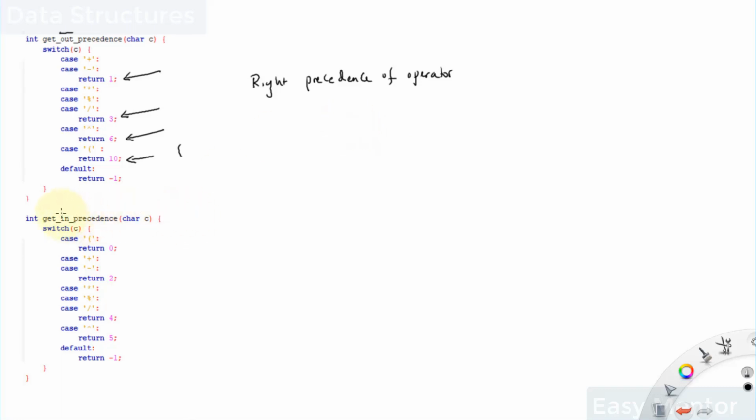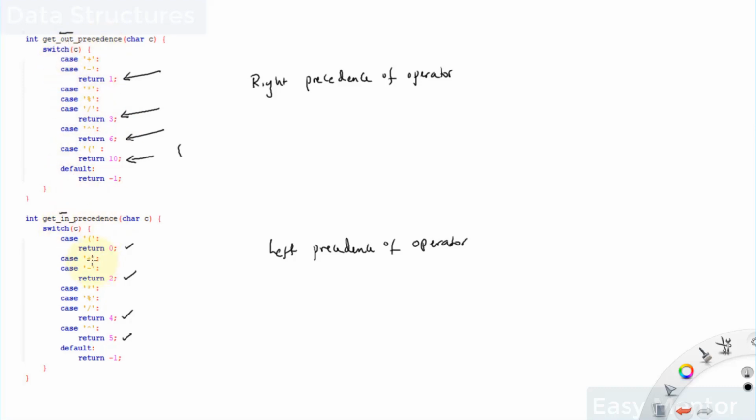And this operator precedence is the left precedence of the operator. So as we had seen, the opening parenthesis will have the least precedence once it's inside the stack, and the relative precedences of other operators don't change. Exponentiation has the highest precedence, and then we get the multiplication, division, and modulo operators, and then the addition and subtraction operators. One thing to note is that depending on the associativity of the operators, we have different precedences for the operators in the out precedence and the in precedence.